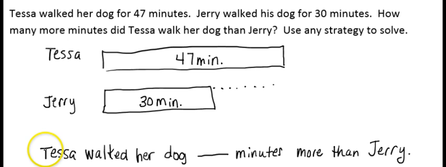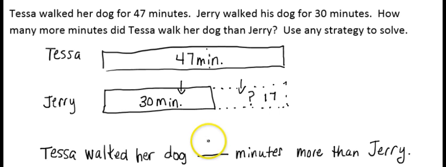The question is, how many more minutes did Tessa walk her dog than Jerry? That means we need to find the number that would go in this space, because that is the more than part when you look at Tessa's tape. I know that this section and this section equal 47. Well, 30 and 17 would equal 47. So Tessa walked her dog 17 minutes more than Jerry. So there's one strategy you could use to solve this problem.